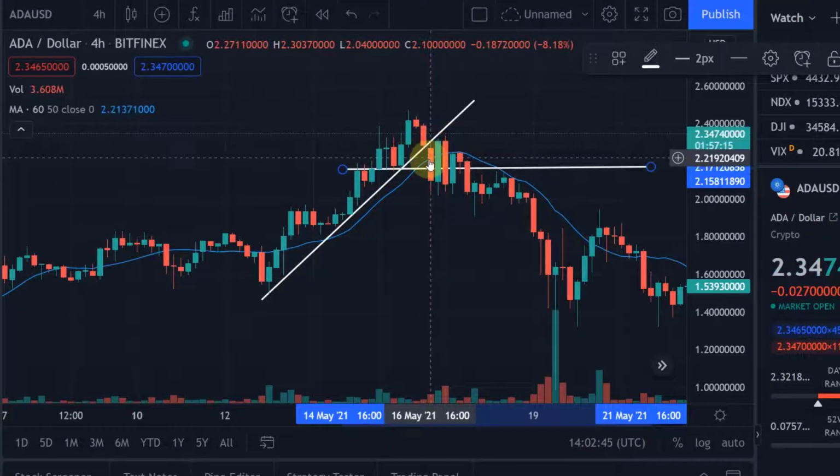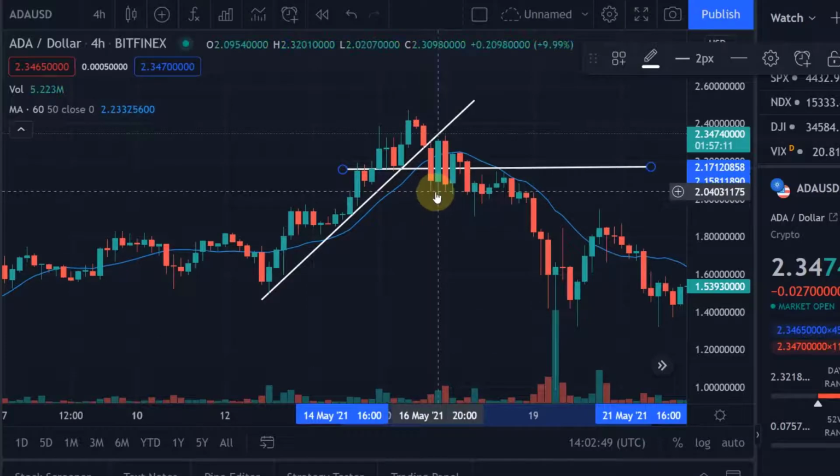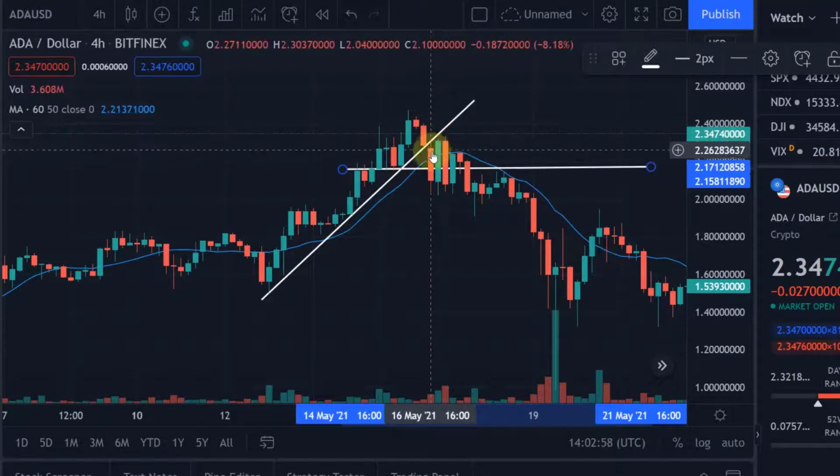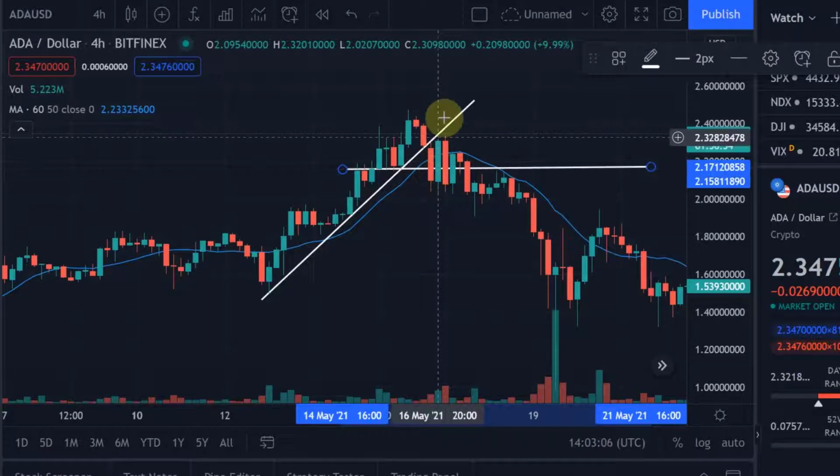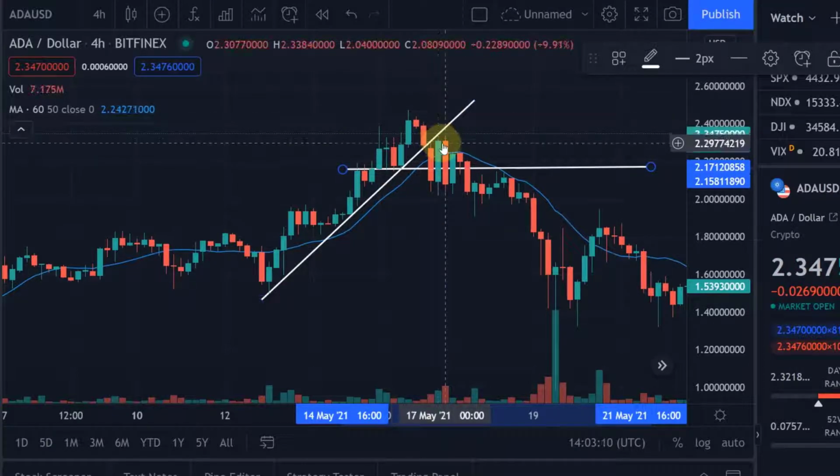We actually broke through that level. We actually broke through that horizontal support line as well. We then went up, actually retested that diagonal trend line, which is unusual. Normally when you break it and then you break through that horizontal one as well, you just retest the horizontal one. It's quite unusual to go all the way back and retest the diagonal one, but that's what happened.